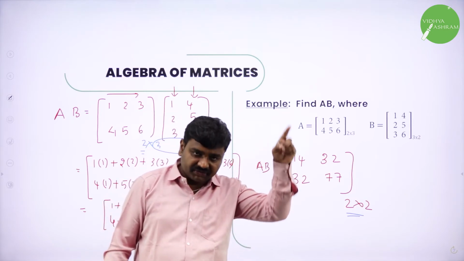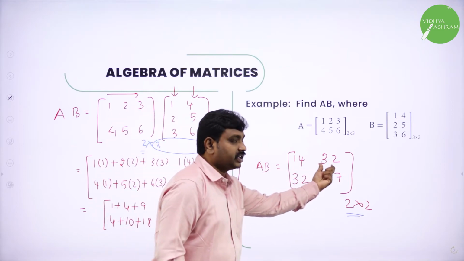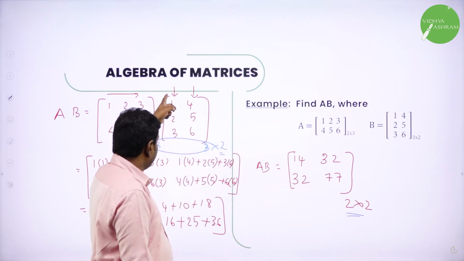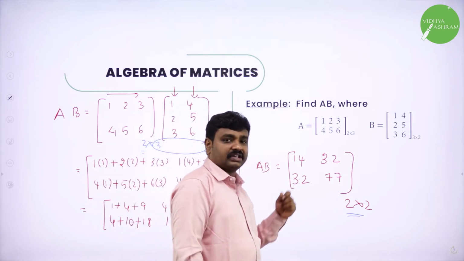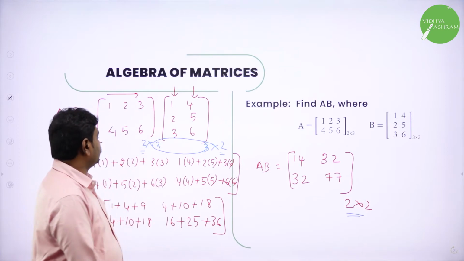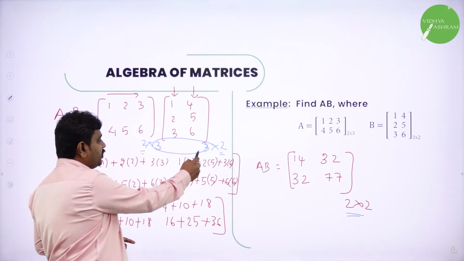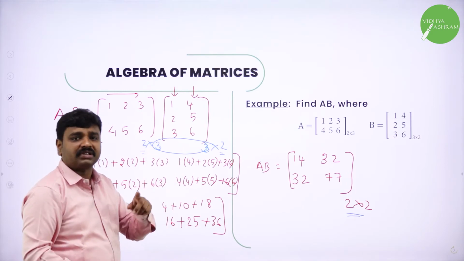We got it. I hope all of you understood. First row multiplied with first column, you will get one element. First row with second column gives another element in the first row. Then second row multiplied with first column, you will get the third element. Second row with second column gives another element. This is matrix multiplication. You can multiply two matrices if the number of columns of the first is equal to the number of rows of the second. After you multiply, the final order will be the remaining numbers.